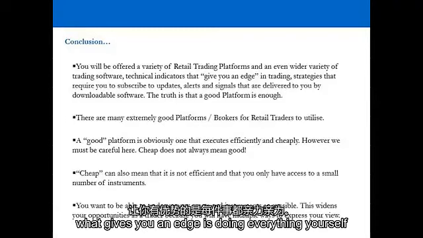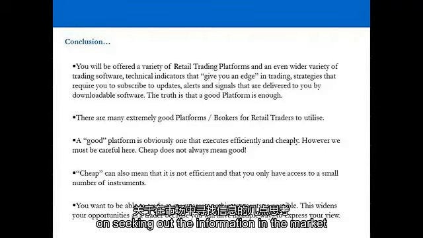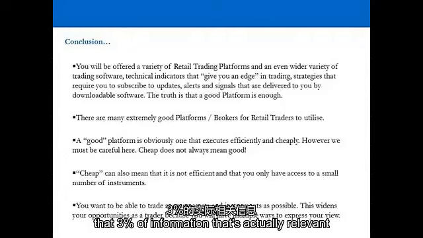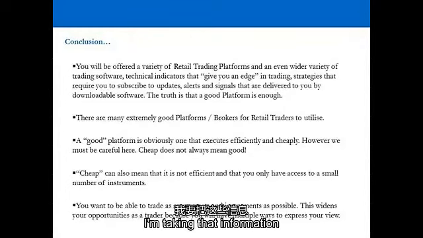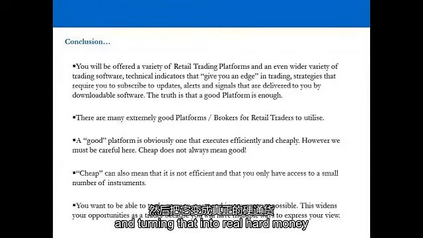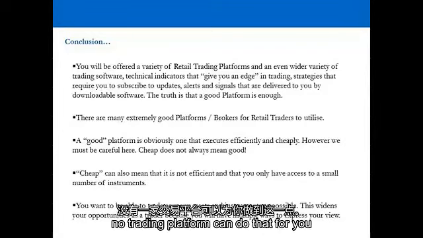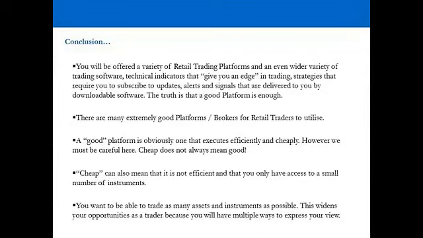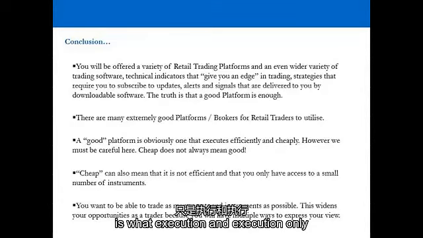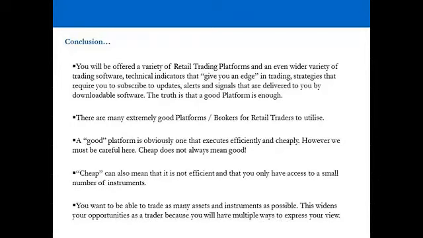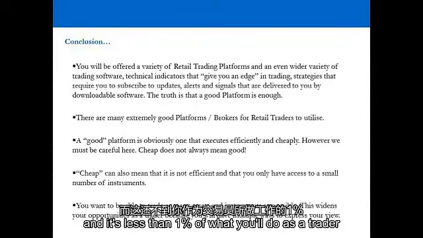What gives you an edge is doing everything yourself and seeking out the information in the market, that 3% of information that's actually relevant, and taking that information, making sense of it, and turning that into real hard money. No trading platform can do that for you. The trading platform is for execution and execution only, and it's less than 1% of what you'll do as a trader.